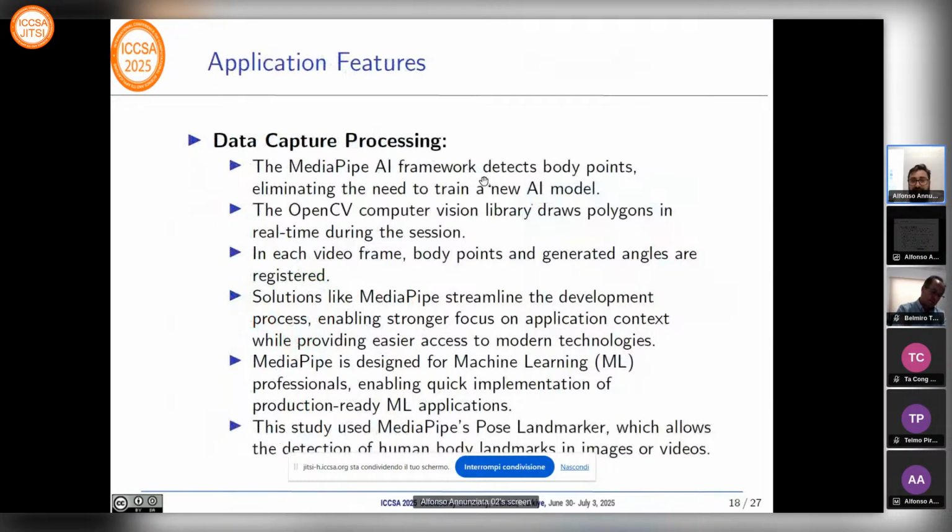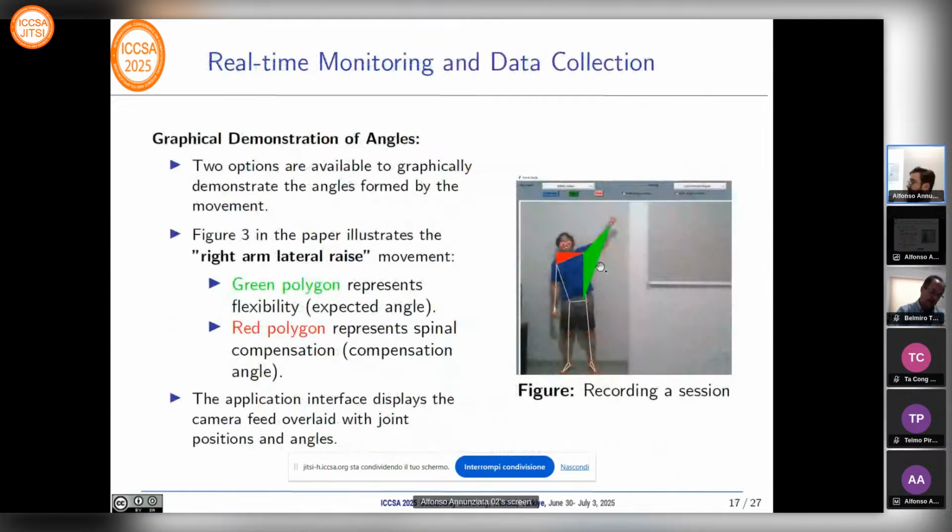MediaPipe detects body joints and eliminates the need of training a new AI model, so it works really great with RGB cameras. OpenCV is used to draw the polygons. That's why we combine OpenCV with MediaPipe.